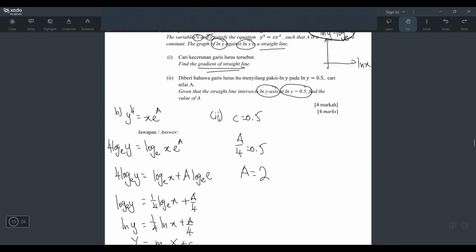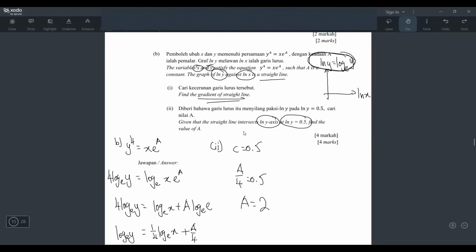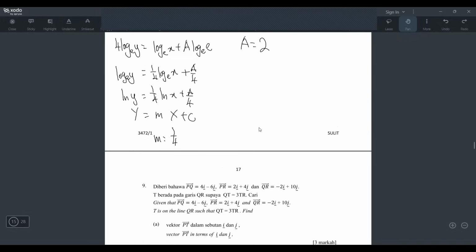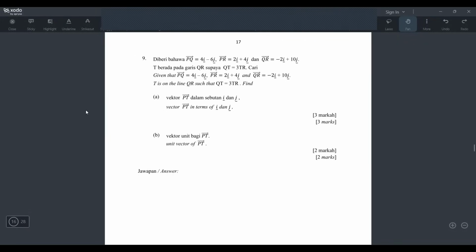Okay, so 4 marks plus with 2 marks. Yep, that's how I would do this question. Okay, hope you understand.